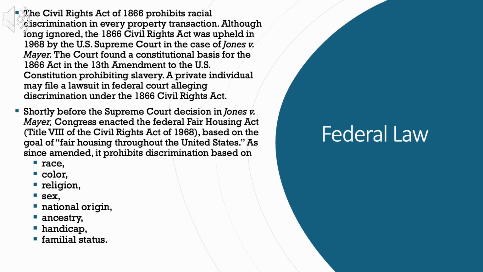Shortly before the Supreme Court decision in Jones v. Mayer, Congress enacted the Federal Fair Housing Act, Title 8 of the Civil Rights Act of 1968, based on the goal of fair housing throughout the United States. As since amended, it prohibits discrimination based on race, color, religion, sex, national origin, ancestry, handicap, familial status.